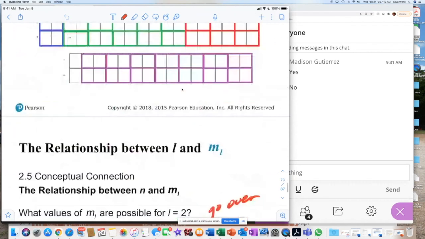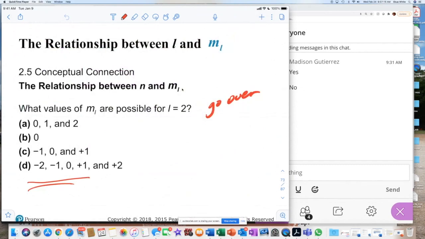So let me see. There were some questions I had skipped over in the lesson, and I wanted to make sure I went over that. This question is asking you the relationship between N and M sub L. So there's a relationship between the energy level and M sub L. Now that I think about it, I think this is a typo because it says L and M sub L; this should be L, right? What values of M sub L are possible for L equal to 2?